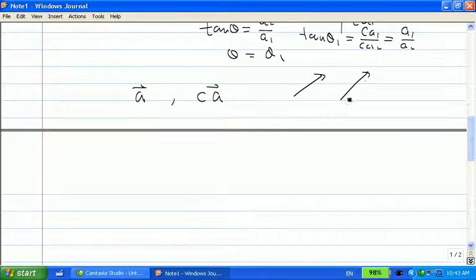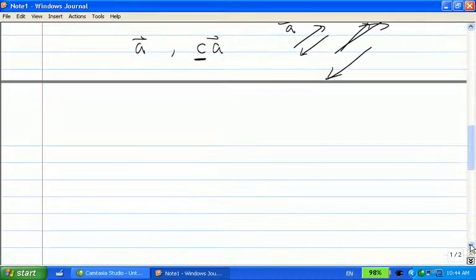Okay, they will be parallel. If C is negative, they will be in opposite directions, but it's still going to be parallel. In other words, if you choose C as negative 1, if this is A, then this will be negative A. If C is bigger than 1, it changes the magnitude too, making the vector longer.